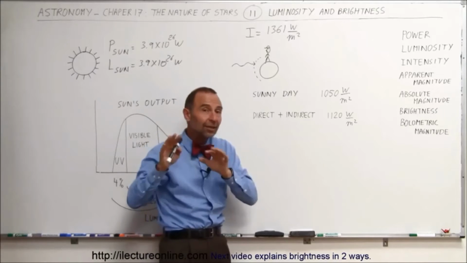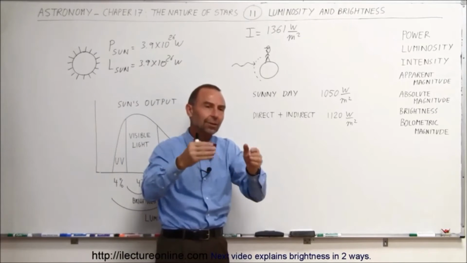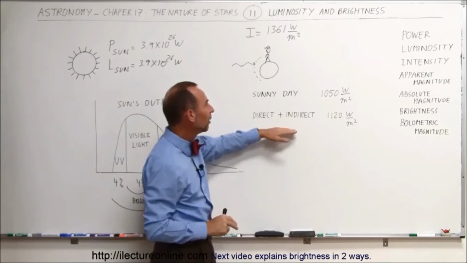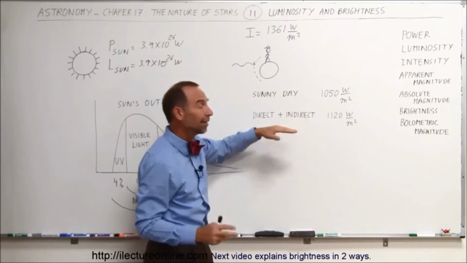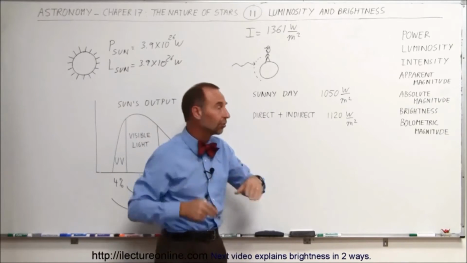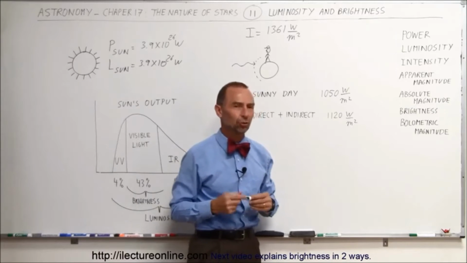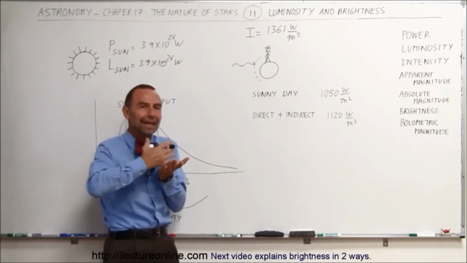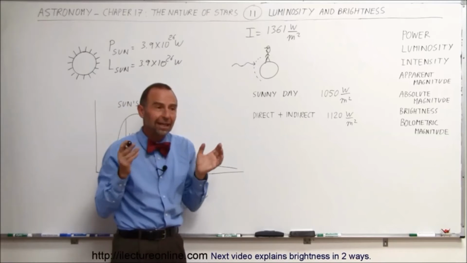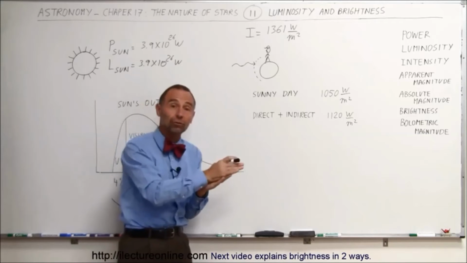Now, because some of that light is being scattered around because of the atmosphere, we also have some indirect light reaching the Earth from the sun. So when we add the direct light, which is 1,050 watts per square meter, and some of the scattered light that also reaches the surface, the total is about 1,120 watts per square meter. Now in the next video, we're going to try and convert that energy that we receive from the sun in terms of lumens, the brightness that we detect on the surface of the Earth.